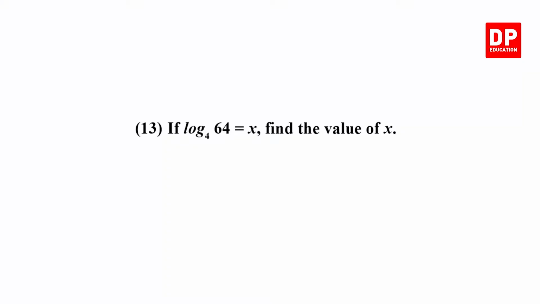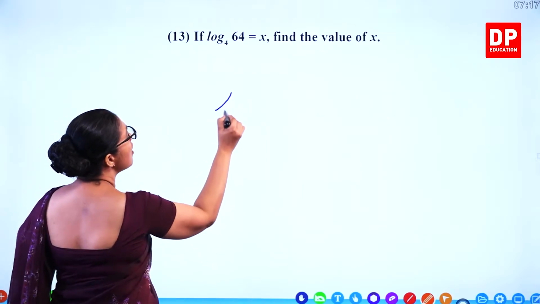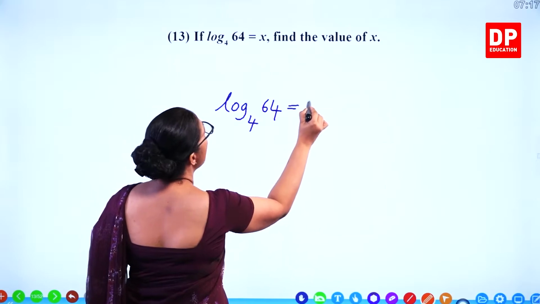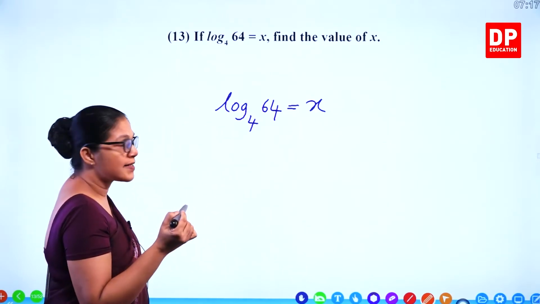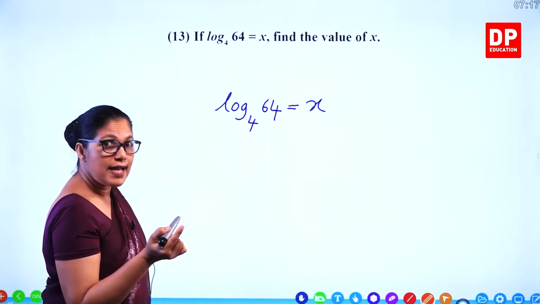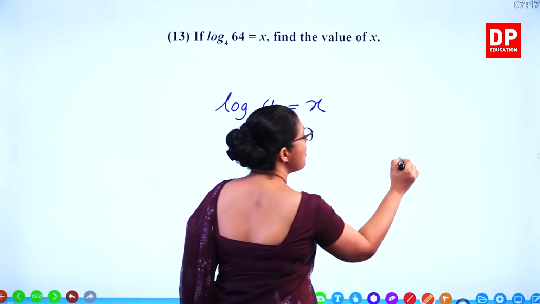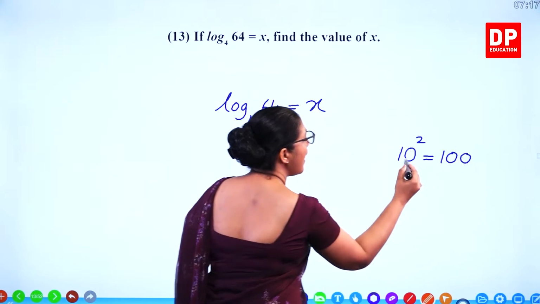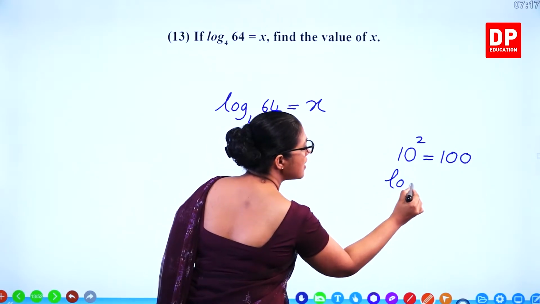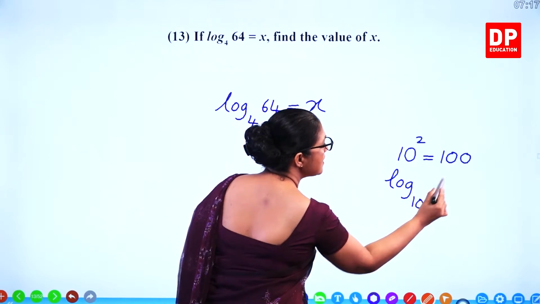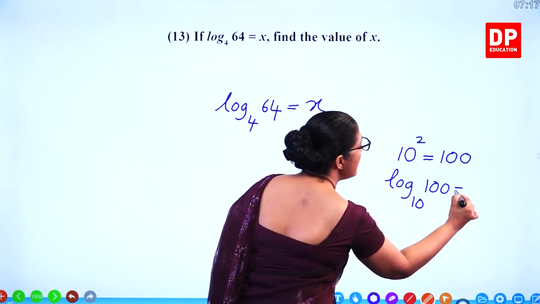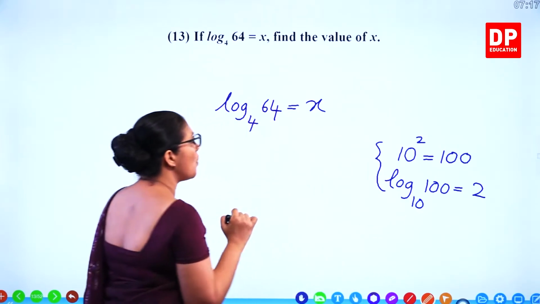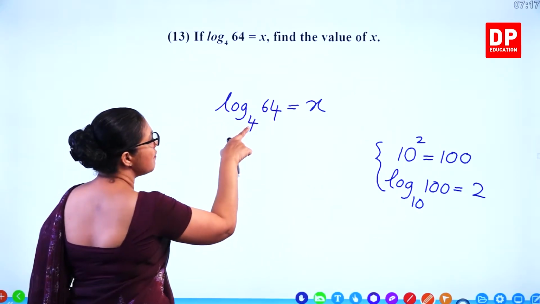Question number 13. If log 4 base 64 is equal to x, find the value of x. So what you do? You can write in index notation. Can you remember? If you take 10 squared, that's 100. And how can you write in log notation? Log 10 base 100 becomes the index 2. So remember always this one, easily you can convert.